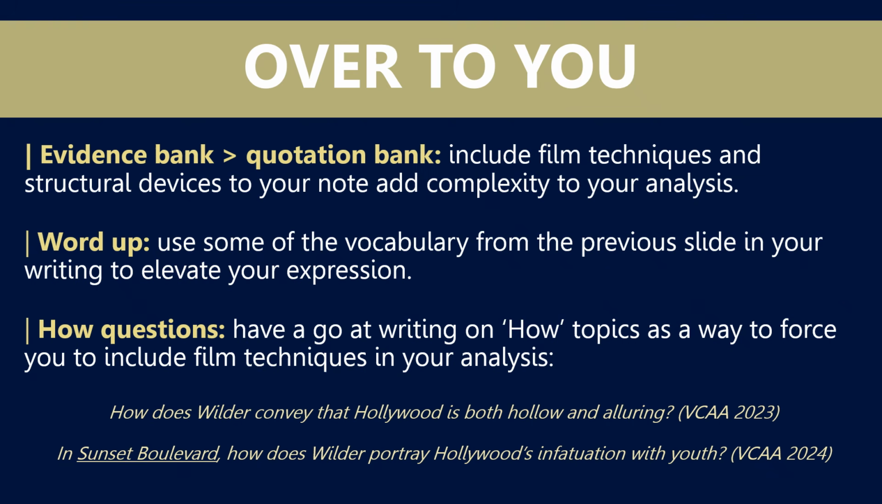And the last point is start looking at some how essay prompts and topics. So have a go at writing on how topics as a way to force you to include film techniques in your analysis. And in 2023, the VCAA example was, how does Wilder use or convey that Hollywood is both hollow and alluring? And the one from 2024, which is last year, if you're watching this as soon as this has come out, in Sunset Boulevard, how does Wilder portray Hollywood's infatuation with youth? So two topics there that you could definitely look at. And again, two which definitely prompt you to bring in lots of film techniques and structural features as well.